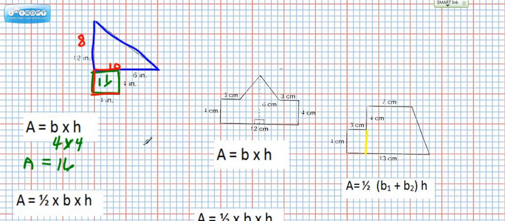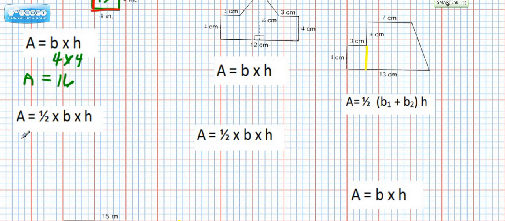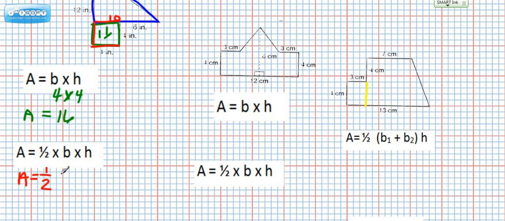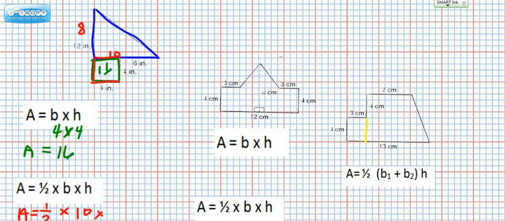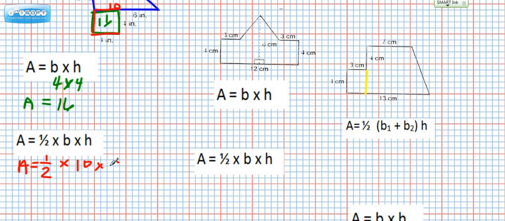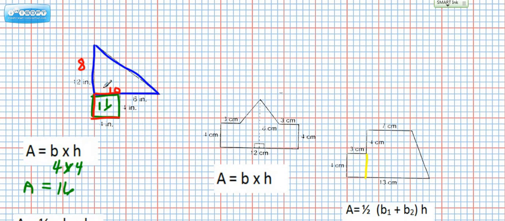The formula for the area of a triangle is area equals half of the base times the height, or half, in this case, of 10 times the height, which is 8. Half of 10 is 5, and 5 times 8 is 40. So the only thing left you have to do is to just add the 40 and the 16, and that'll be your answer for this question right here.